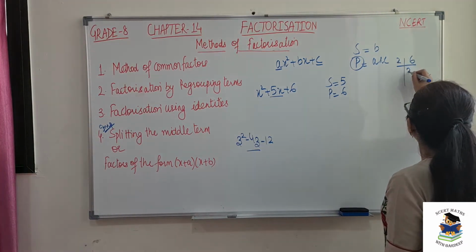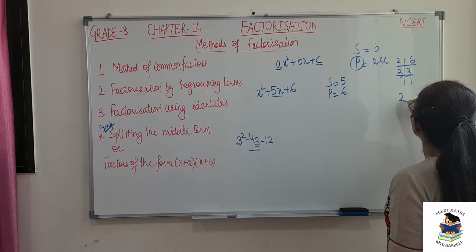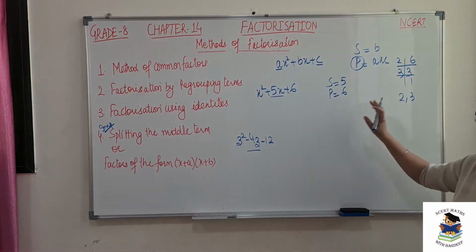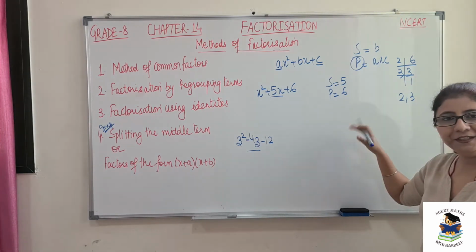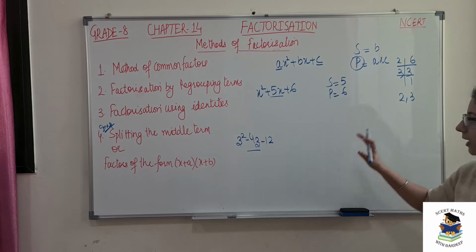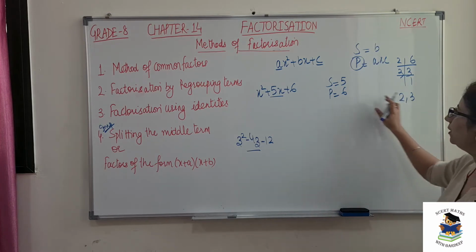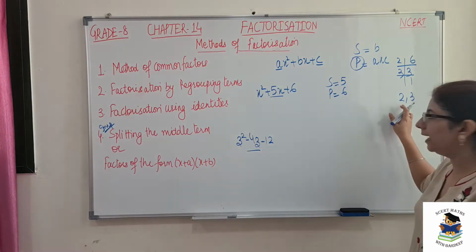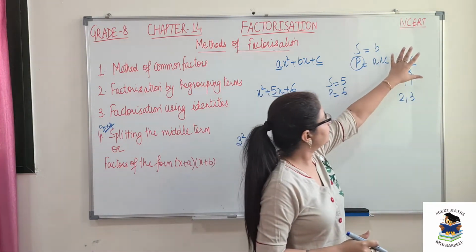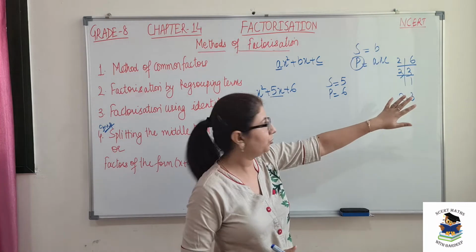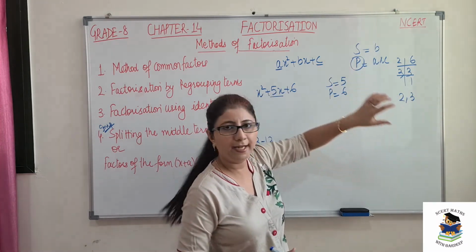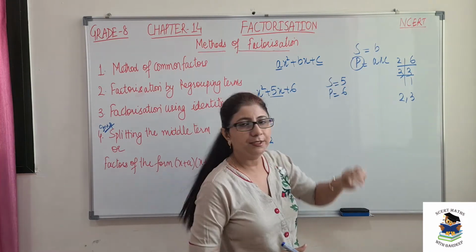So 2 into 3. 2 and 3 are the factors. 1 is always there, but we will not write it unless it is required. If we multiply 2 into 3, we get 6. If we add 2 and 3, we get 5. So this 6 can be split into two numbers, 2 and 3, which give 5 when added and 6 when multiplied.